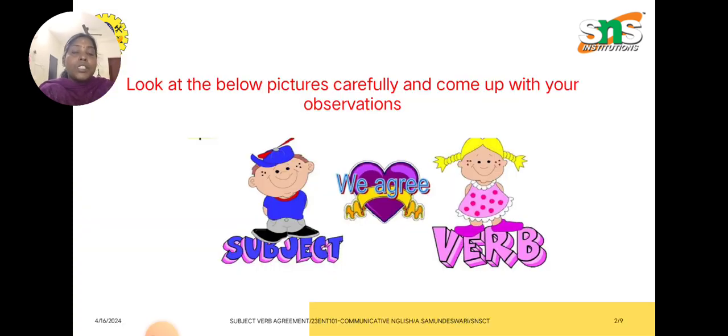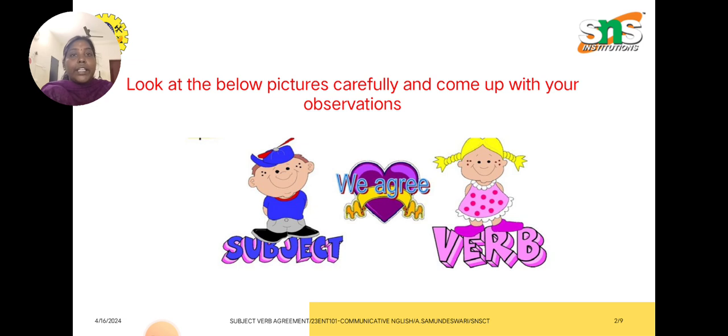So first we are going to define the topic. The topic can be defined very easily according to the title itself. Subject and verb agreement means that if your subject agrees with the verb, then only it is considered a correct sentence. In case your subject does not agree with the verb in its form, then it is not a correct sentence.